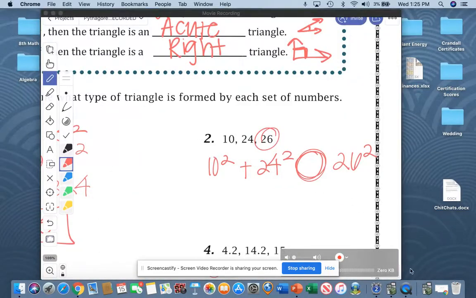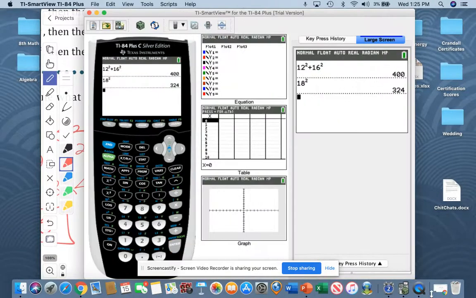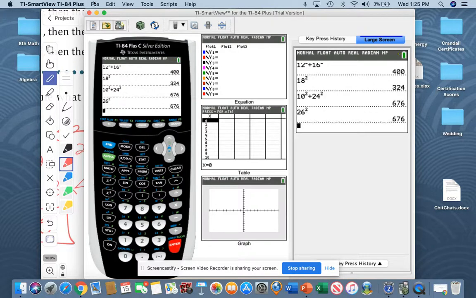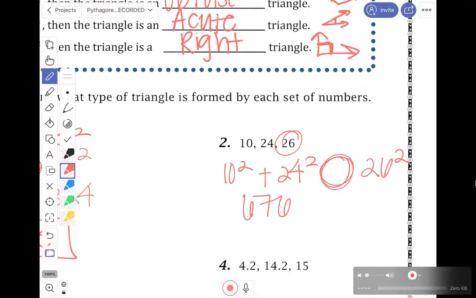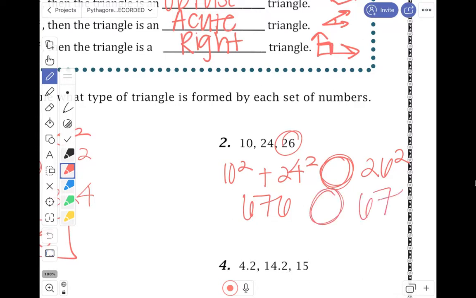Okay, so I go to my calculator, and I'm going to plug in 10 squared plus 24 squared and I get 676. And then 26 squared, my C, is 676. So what goes here? Well, 676 is equal to 676. So when it's equal, it's right.